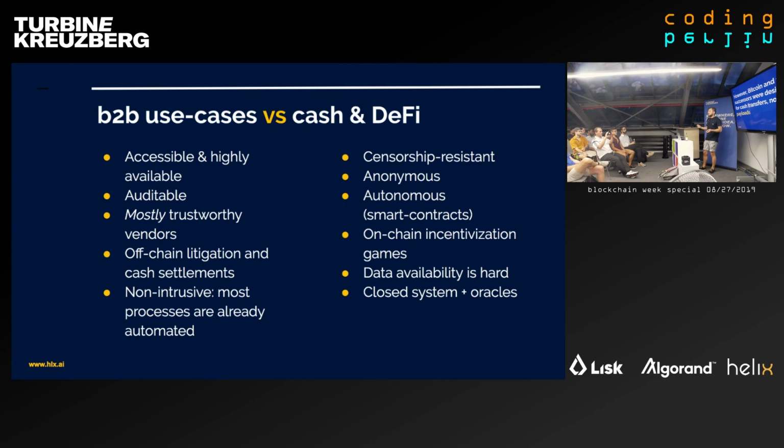DeFi. Because here, what are the main points of having very secure smart contracts for cash and DeFi? Because what you want here is to be censorship resistant. You want to be anonymous, so the full nodes are anonymous, and you cannot track any transaction. It is also autonomous, which actually means that whenever we send a transaction, it is automatically executed without any actors being involved.